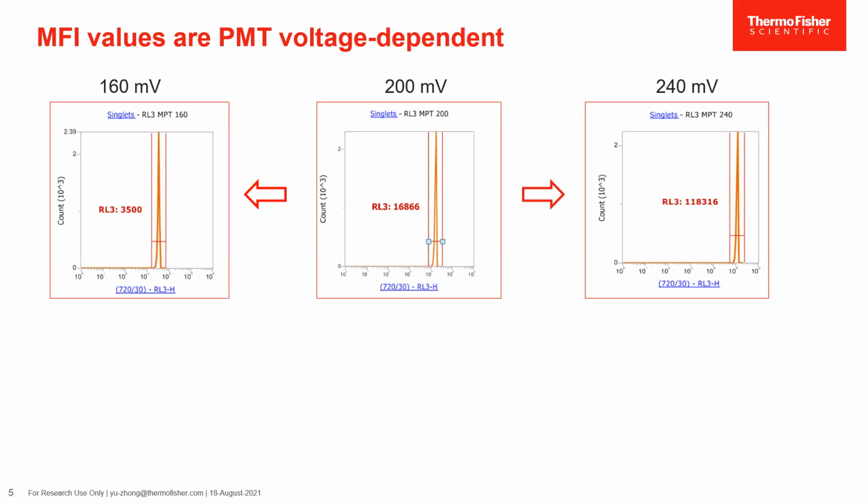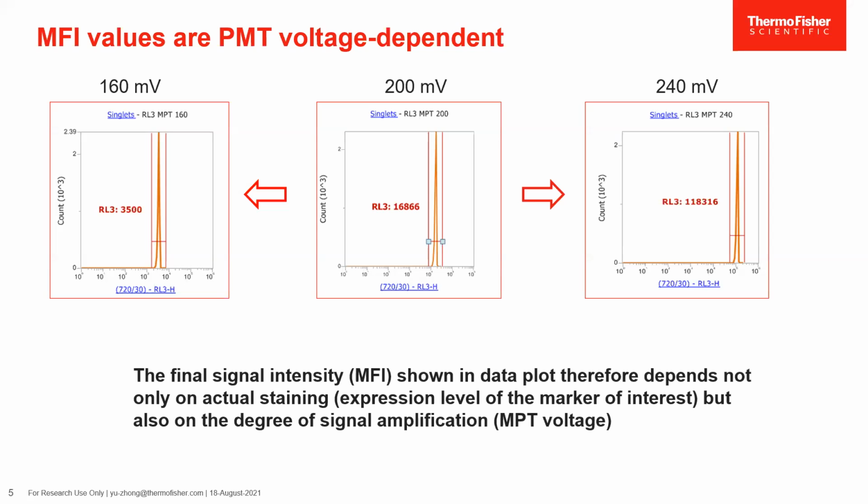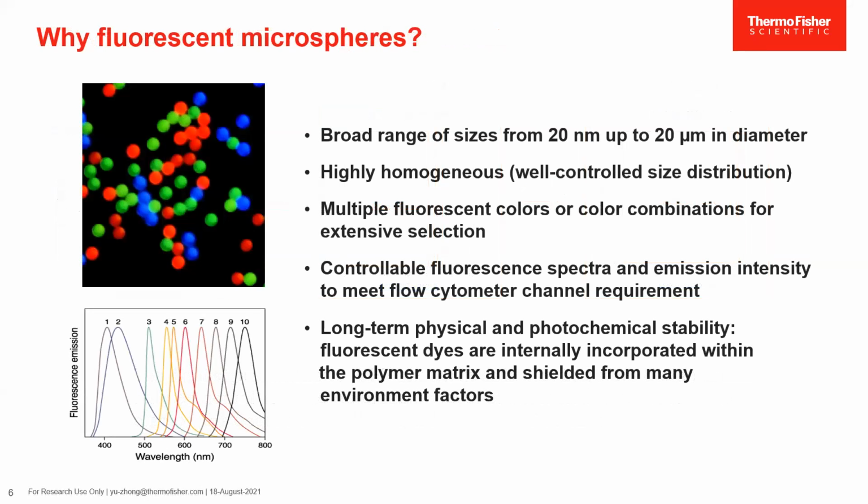So one way to resolve the problem and to improve the accuracy and reproducibility of the measurement is to use controls or calibration standards. One of the most used references are the fluorescent microspheres. So again, I'll just quickly go through. I think a lot of you may have already used fluorescent microspheres before.